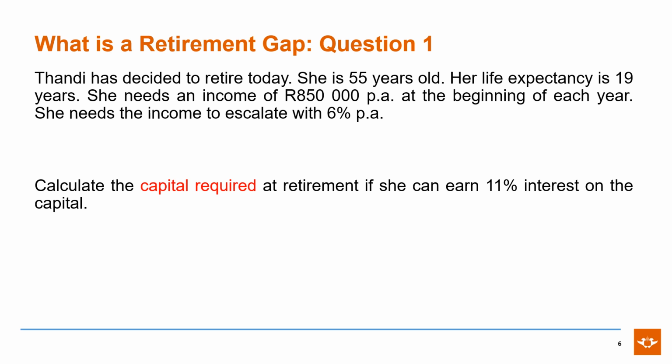Question 1. Tanya has decided to retire today. She's 55 years old and her life expectancy is 19 years. She needs an income of 850,000 Rand per annum at the beginning of each year in retirement. The income needs to escalate at 6% per annum. Calculate the capital required. So here you are given an annual income that escalates. She can earn an interest rate of 11% and the life expectancy is 19 years.